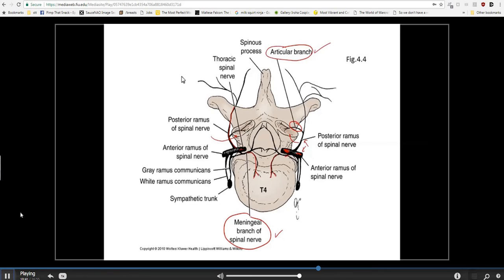So when a person is experiencing back pain, lower back pain, upper back pain, wherever, they can perceive those discomforts via the articular branch, or if there's a slipped disc or herniated disc, this can be perceived via these branches, the meningeal branch of the spinal nerve. Okay.